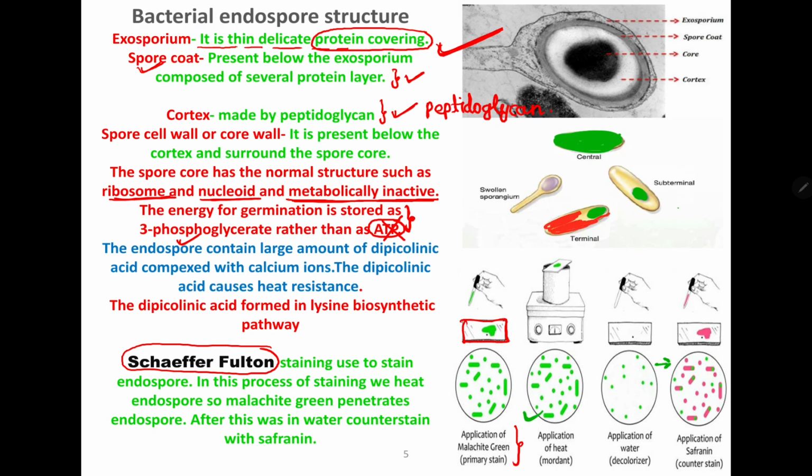Now what is the color of safranin, students? Red color. Yes. So this will be the appearance of the bacteria. Now the vegetative part of the bacteria is red color, and the spore is green color. Fine. So this is our Schaeffer-Fulton procedure for the study of the spore.